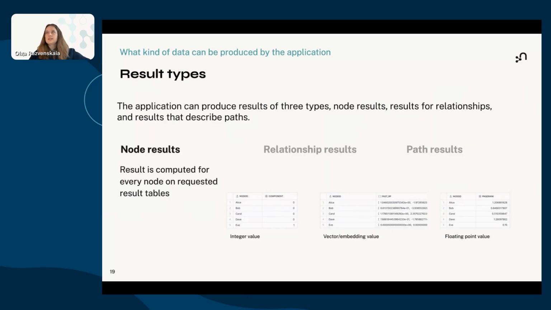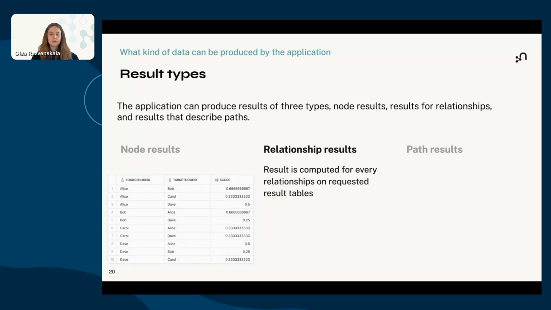So now let's talk about the result types that can be produced. We have three types of results that we can produce: results for nodes, for relationships, and a special type of relationship result, which is a path result. Let's have a look. Node results are computed for every node in the requested result table. It can be an integer value, a vector or embedding value, or a floating point value.